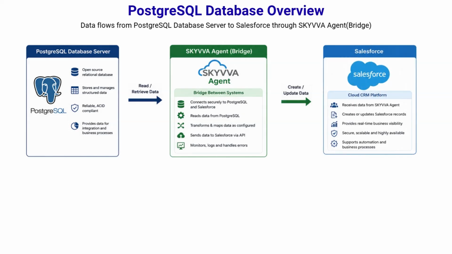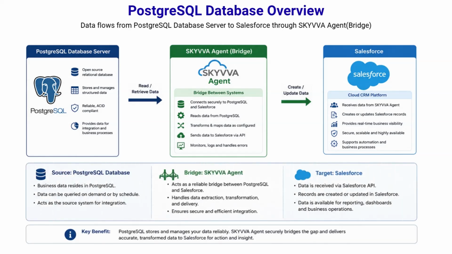Step 5. Salesforce. Salesforce receives the incoming data from SKYVVA Agent through its API. Based on the integration configuration, Salesforce creates new records or updates existing ones. For example, it may create accounts, contacts, products, or other standard or custom objects. Once the records are saved successfully, they become immediately available for users, automation processes, reports, and dashboards within Salesforce.